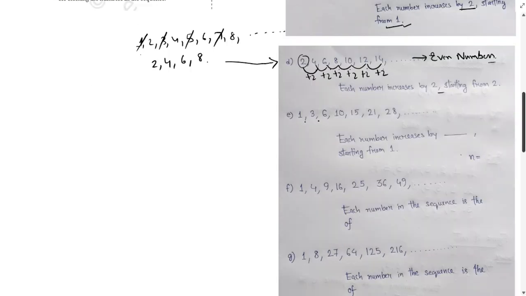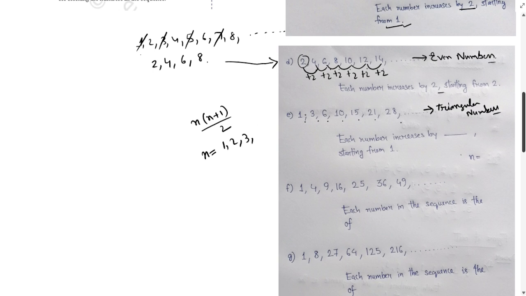Next, 1, 3, 6, 10, 15, 21, 28. These are called triangular numbers. How are we getting this? We can get this with the help of the formula n into n plus 1 by 2, where n equals 1, 2, 3, meaning the position.